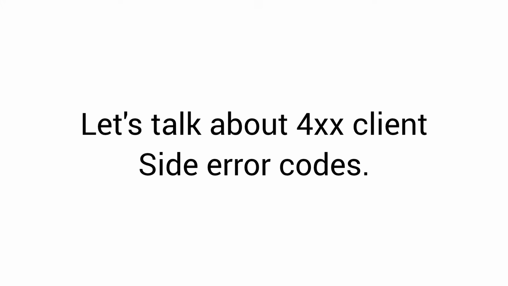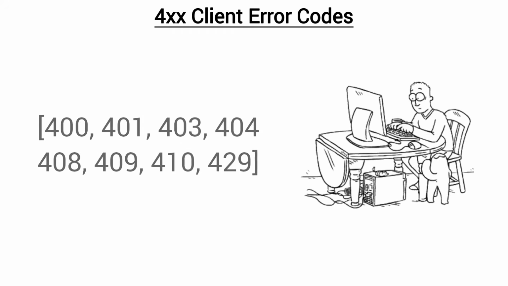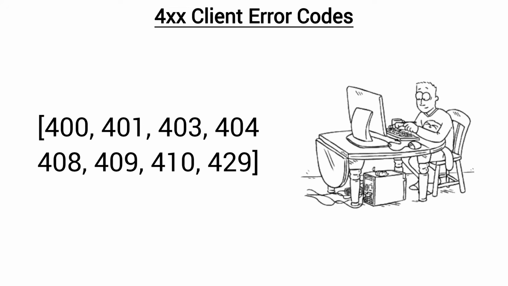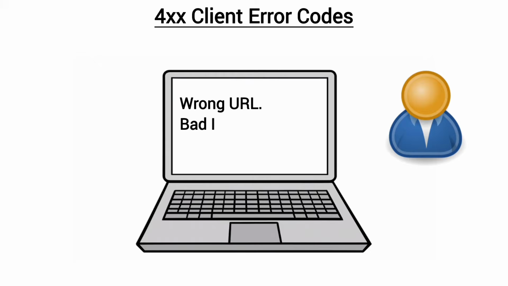Now, let's talk about 4xx, client-side error codes in detail. This category contains 29 codes, including 1 unused. Out of them, we usually see only around 7 or 8 in normal browsing. And these appear when the problem is on the user side, like a wrong URL, bad input, or missing permissions.